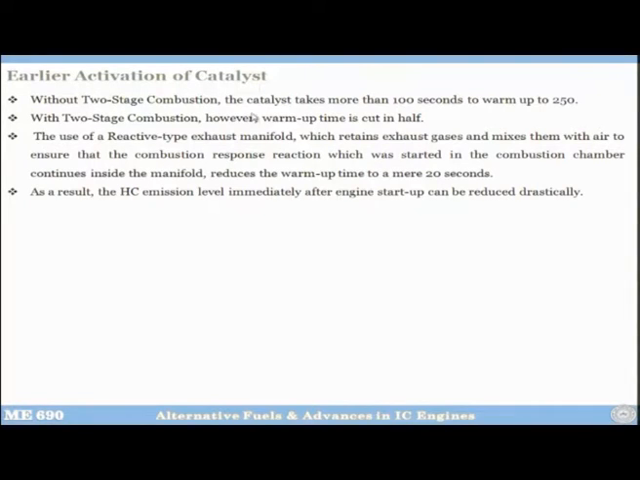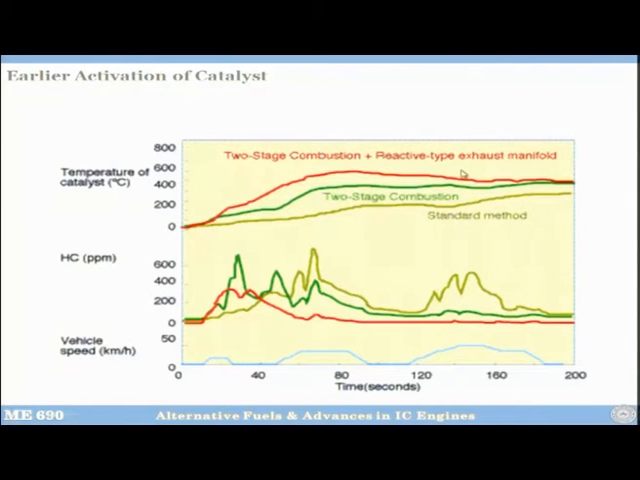So, therefore, in most modern engines which are high emission compliance vehicles, this is very frequently used. So, as a result, HC emissions immediately after engine startup can be reduced drastically. So, this is just a case study which I wanted to show you of how this actually works, earlier activation of the catalyst.